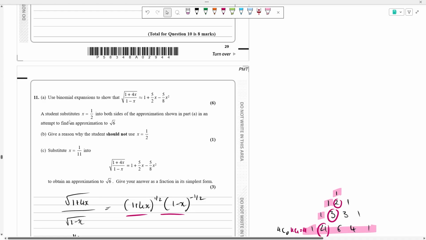Part B. A student substitutes x equals a half into both sides of the approximation shown in part A in an attempt to find an approximation to root 6. Explain why he should not use a half. Okay.